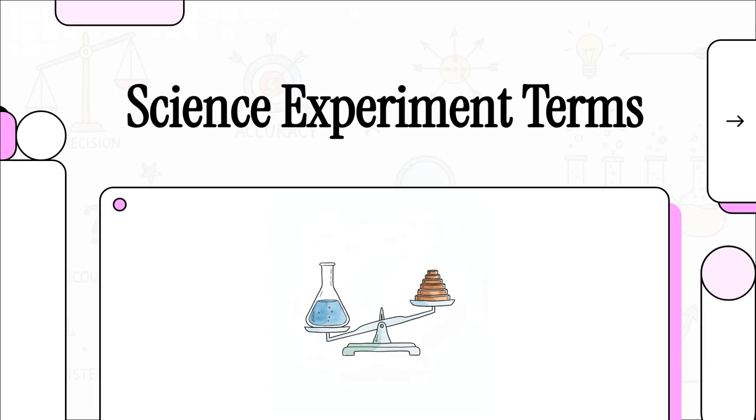In the last part, we learned 6 important terms used when planning a science experiment. We learned that the aim explains what we are trying to find out, while the hypothesis predicts what might happen. We also learned about variables. The independent variable is what we deliberately change, the dependent variable is what we measure or observe, and the control variables are the factors we keep the same.